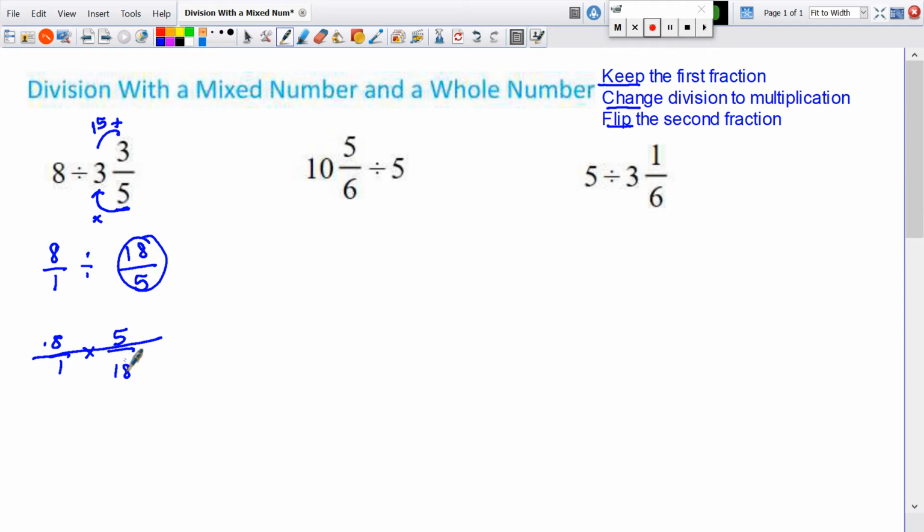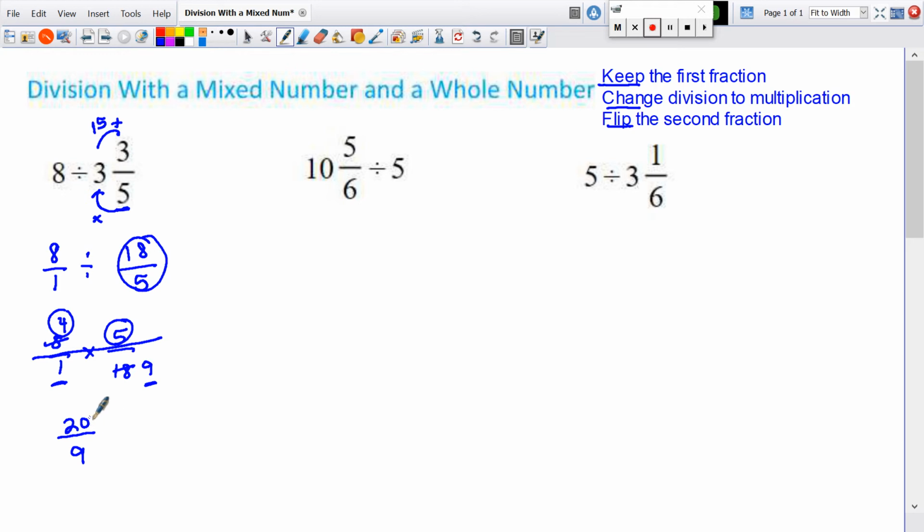So 8 and 18, those are both even numbers, so I can cut them both in half. Half of 8 is 4, and half of 18 is 9. It just makes your life a little bit easier. Okay, so in the numerator, 4 times 5 is 20. In the denominator, 1 times 9 is 9.